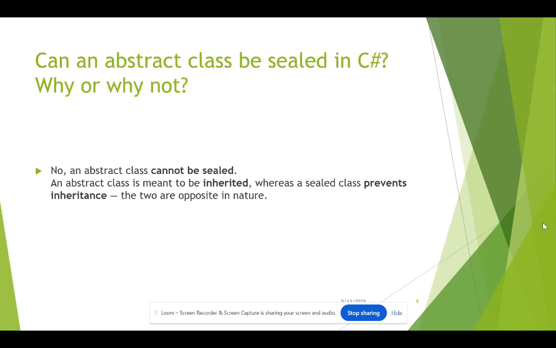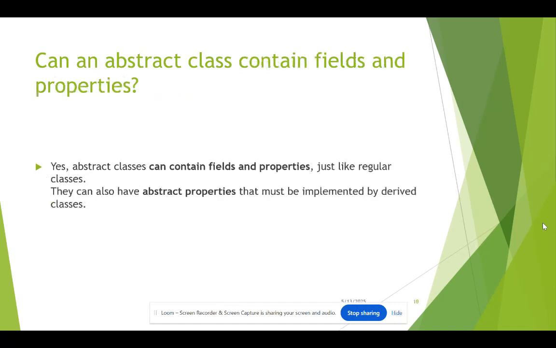Can an abstract class be sealed in C Sharp? Why or why not? No, an abstract class cannot be sealed. An abstract class is meant to be inherited, whereas a sealed class prevents inheritance. So the two are opposite in nature. Can an abstract class contain fields and properties? Yes, abstract classes can contain fields and properties just like regular classes. They can also have abstract properties that must be implemented by derived classes.